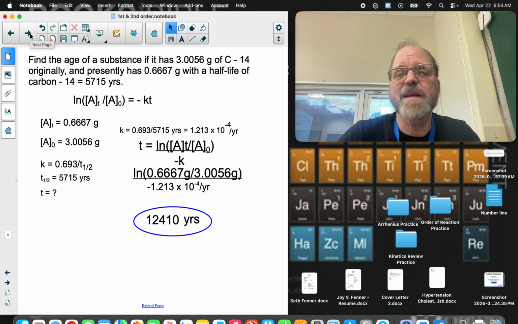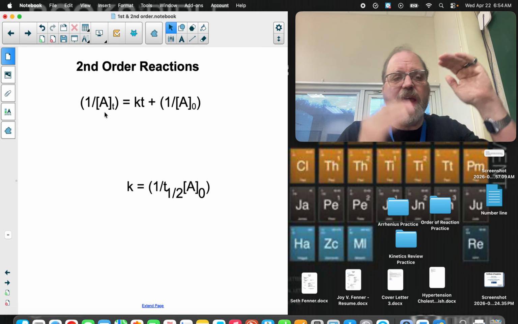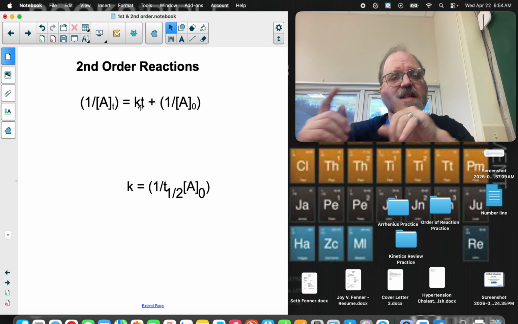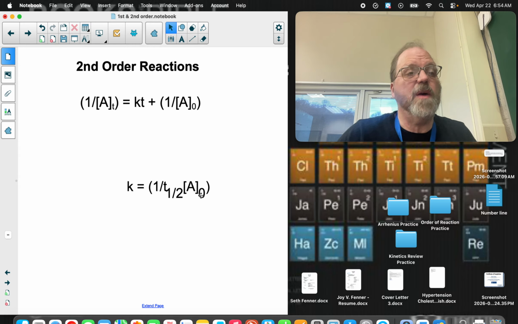Okay, all right. Let's go to the next one here. So, the second order reaction. Now, this looks slightly different. 1 over A_t is equal to kt plus 1 over A_0. And our k now is 1 over t_1/2 times A_0. All right, so let's look at a problem.